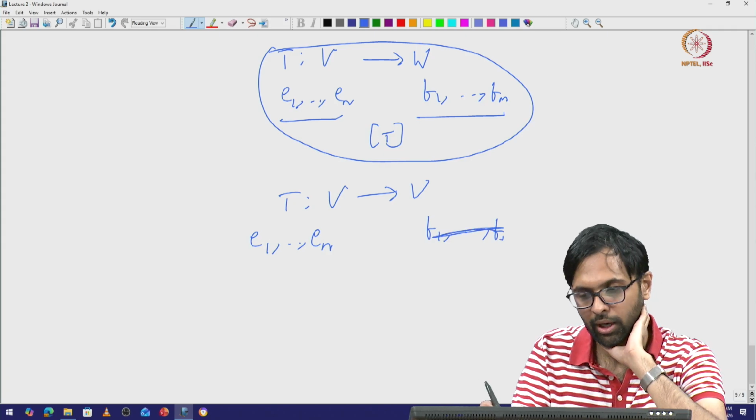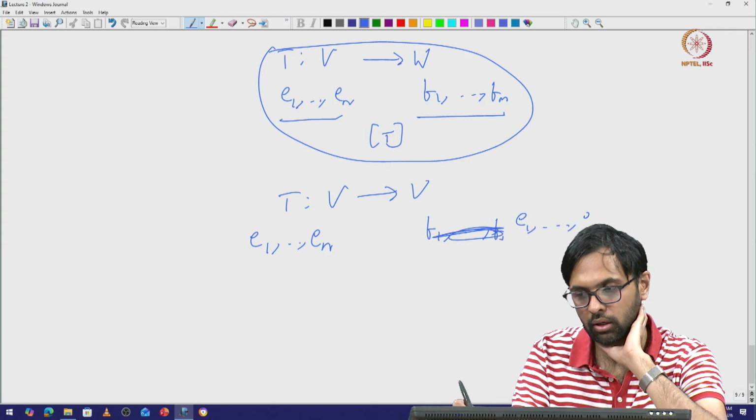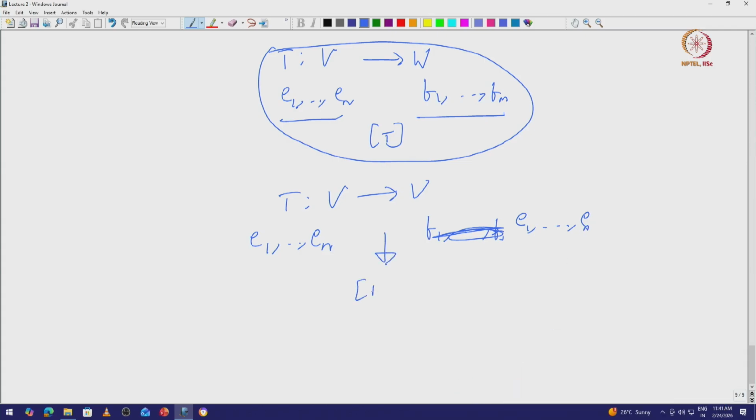In fact, why don't we actually take E1 to En? That gives us a matrix T, but in this basis, both sides, the basis is the same. Now the same thing, but if I choose a different basis, but the same basis for both, then I'll get a different matrix. Rather than writing it as T and the subscript, since there are too many T's and T tildes, let's call these A and B.